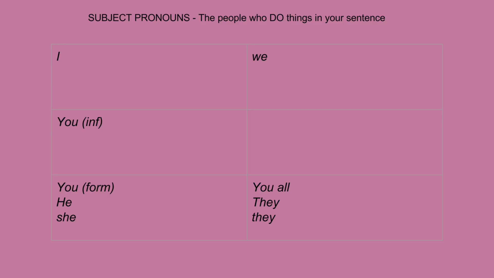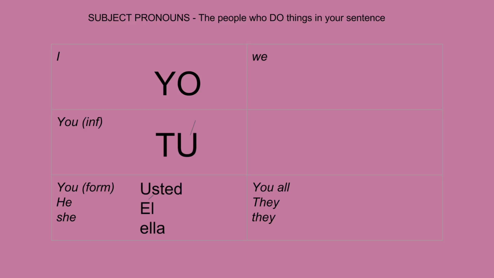These are the subject pronouns. Remember, they are the people who do things in your sentence, such as I and you, and he and she and we and you all and they. So let's see if you can remember those. What did you get for I? Yo. Tú. Usted, él, ella.